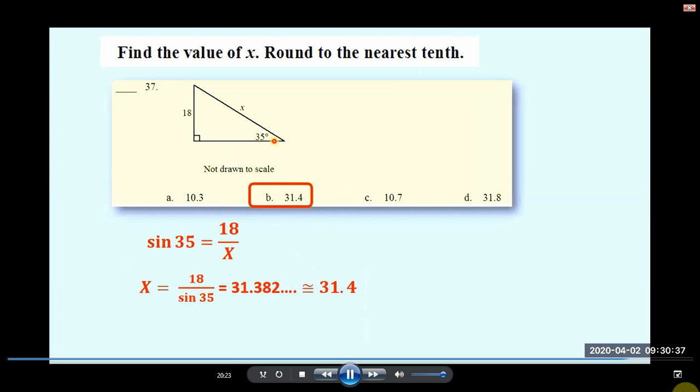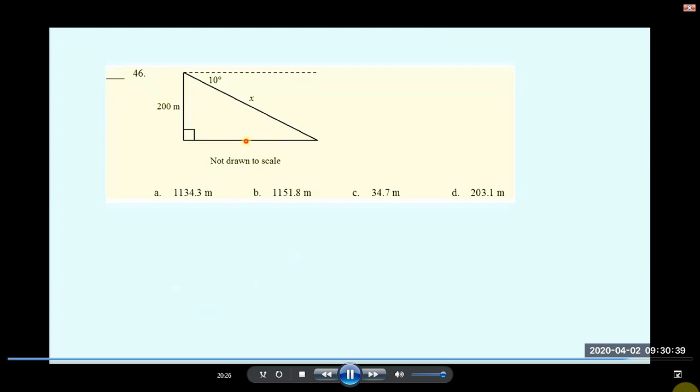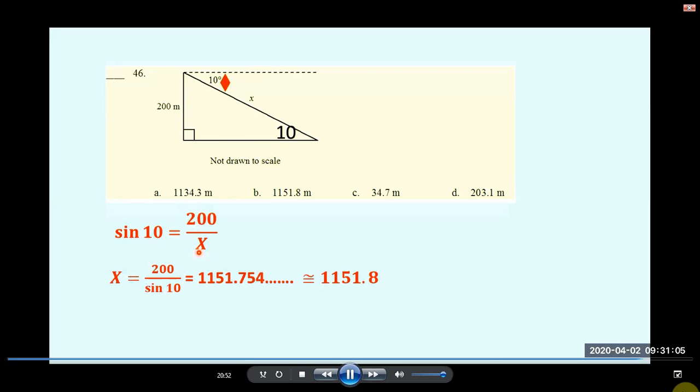Okay? So easy. Angle of elevation equals angle of depression. Then this angle equals 10, excellent. Now, opposite over hypotenuse, it will be sine. Sine 10 equals 200 over x, right? Then x equals 200 over sine 10, round to the nearest tenth. Okay? B.